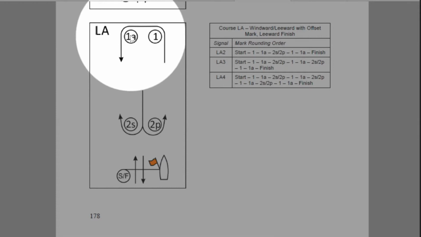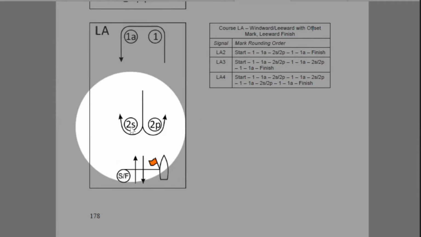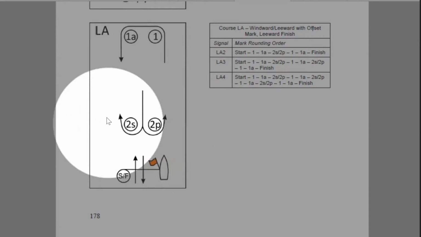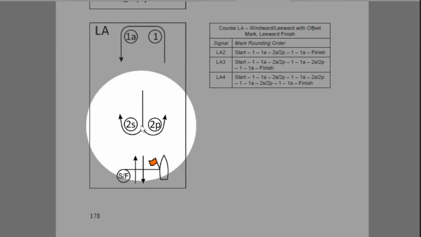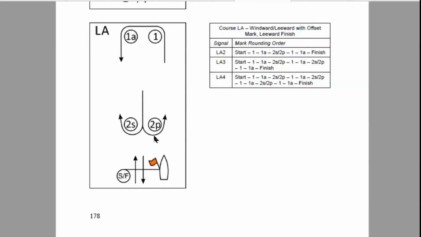What's that 2S 2P mean? I don't understand what that in the middle. Okay, this is, instead of having 1 mark at the leeward end of the course that you round to port, they put down 2 marks. They call it a gate, and you have to sail between them and round either way. And you take one to port or the other to starboard. Oh, that's optional. Well, no, you can go around either one. You have to go between them and then up either way.